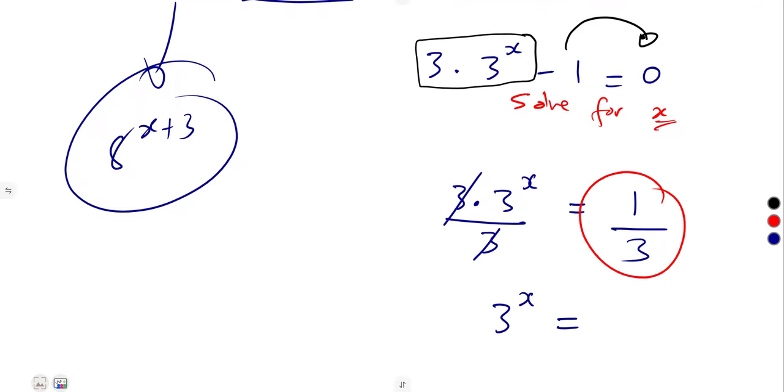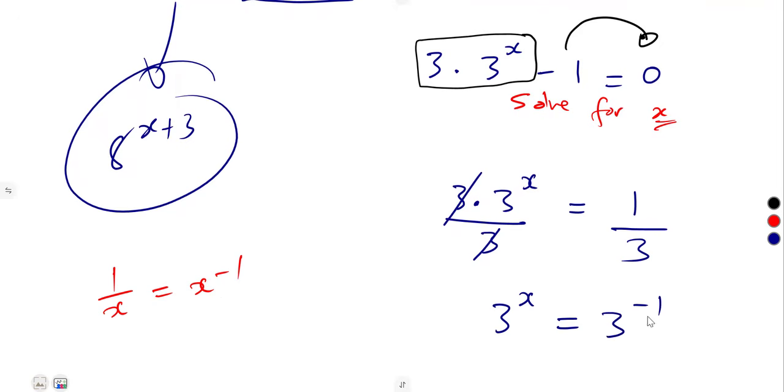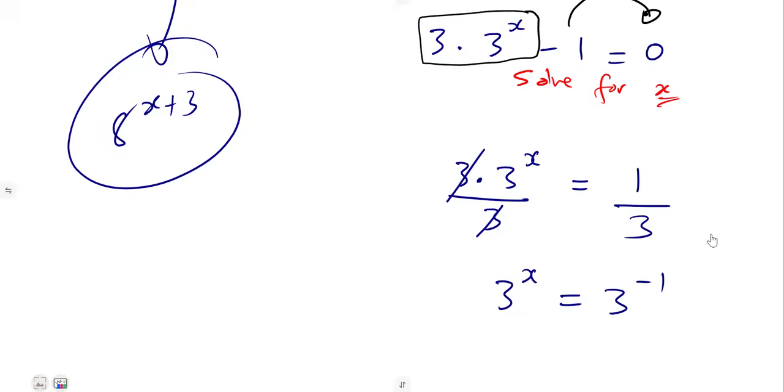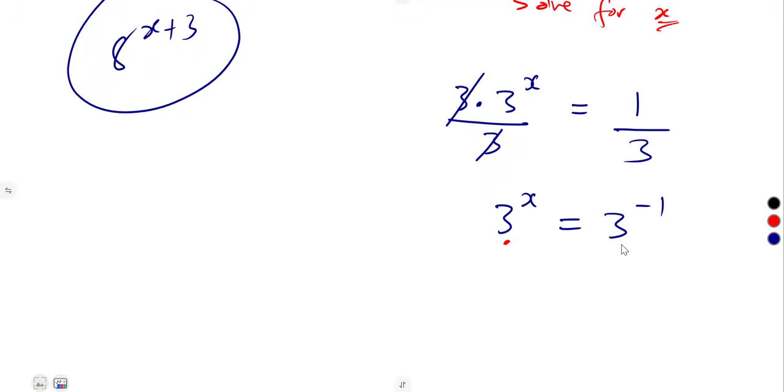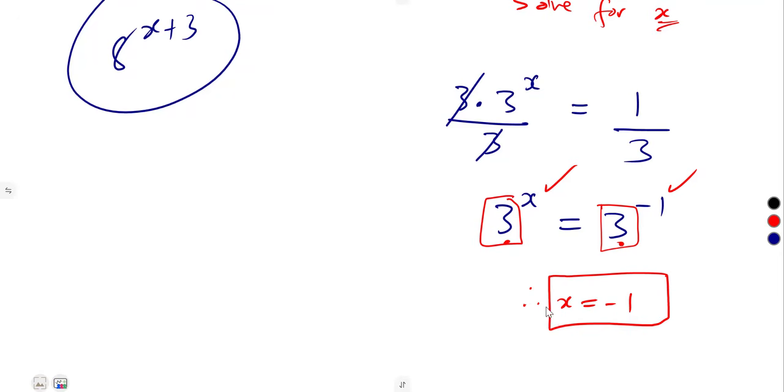Can we write 1 over 3 as 3 to the exponent of a certain number? We know that 1 over x is x to the exponent of negative 1. So if it is 1 over 3, it means 3 to the exponent of what? Negative 1. From that, we can see that the bases are actually the same. This base here to this base. So we can equate our exponents, which is, we can say that our x is equal to what? -1. That's the value of x from this equation.